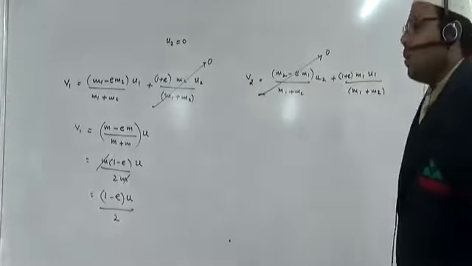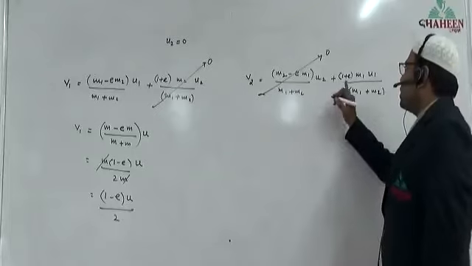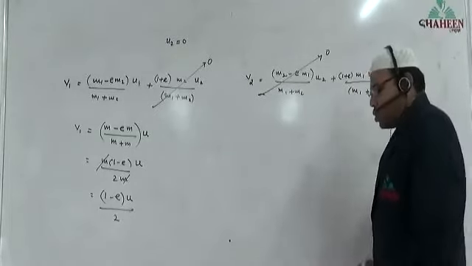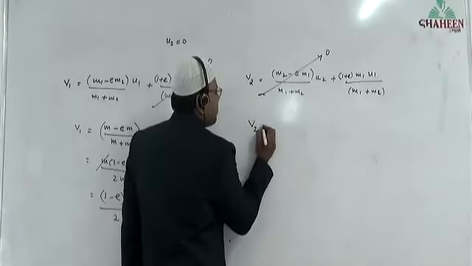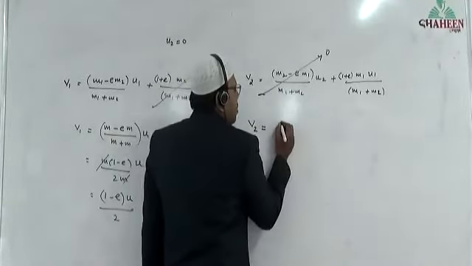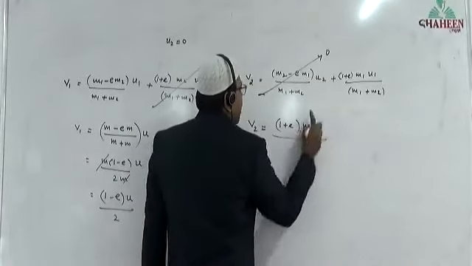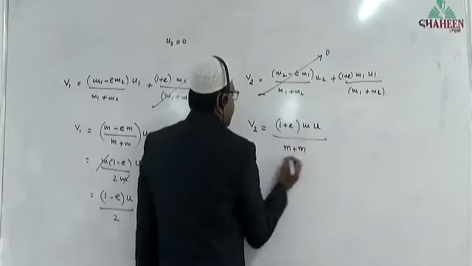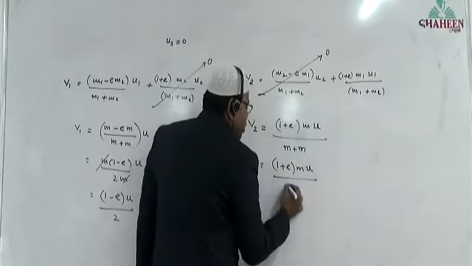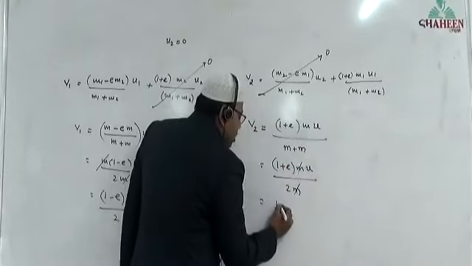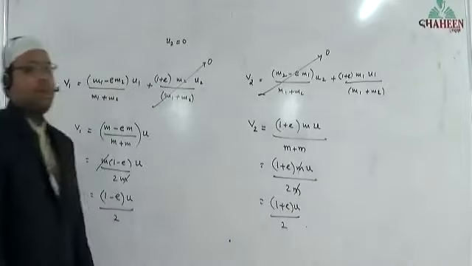Now let us go for v2. For v2, this is (1 plus e) m1 u1, and this part is 0. So (1 plus e) as it is, this is m, this is u, by m plus m. So (1 plus e) into mu by 2m, m gets cancelled, so v2 is (1 plus e) into u by 2. Copy it.